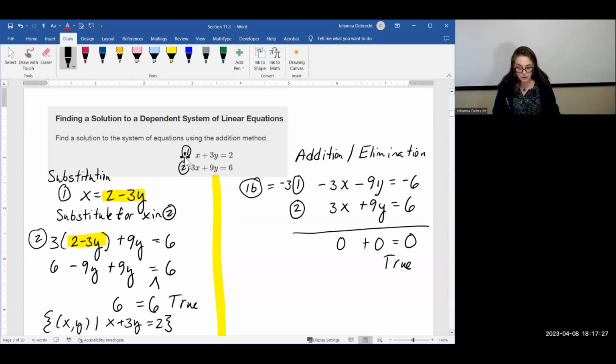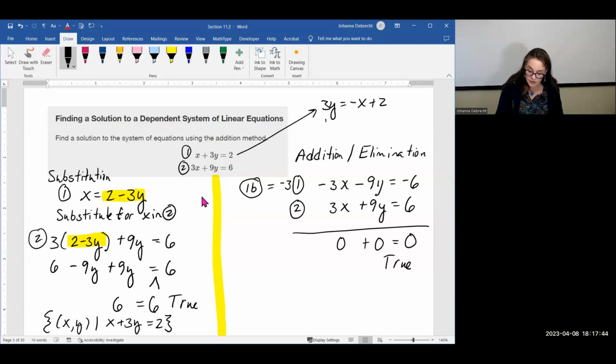Now, how can you tell by looking at these two right here that they're the same line? One thing you can do is put them both into slope-intercept form. So if I were to take equation 1 and put it in slope-intercept form, I would subtract the x first. So I'd get -x plus 2, and then I'd divide by 3, which would give me -1/3 x plus 2/3. If I do the same thing to equation 2, I would get 9y equals -3x plus 6, and then I would divide both sides by 9.